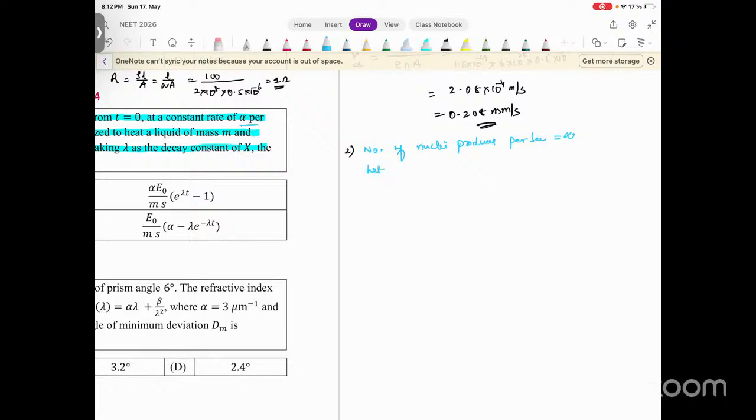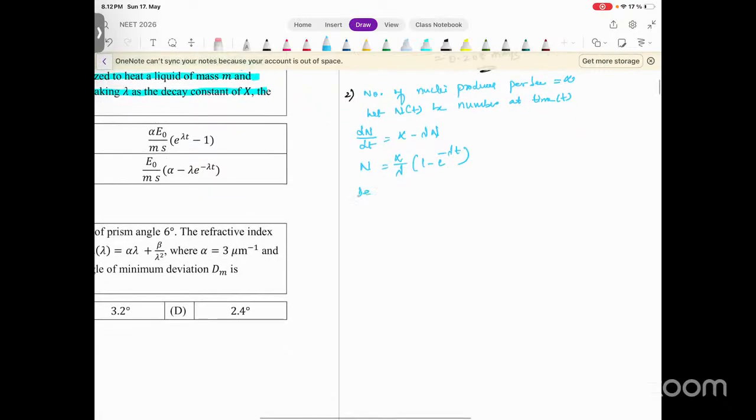So let capital N at a time t seconds be the number of nuclei. That means you know the formula dN divided by dt is equal to alpha minus lambda into N. And the solution of this will be N equals alpha divided by lambda into 1 minus exponential to the power of minus lambda into t.